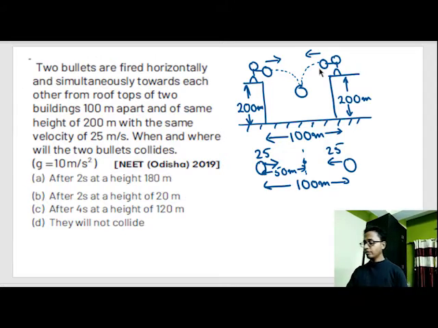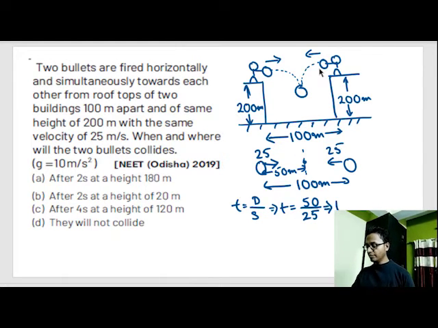Okay, now time taken to collide. Time taken to collide is distance by speed, so the distance is 50 meters divided by 25 meters per second, or time is equal to 2 seconds. So in 2 seconds the ball will collide, out here. But for now just imagine the ball is colliding somewhere out here.